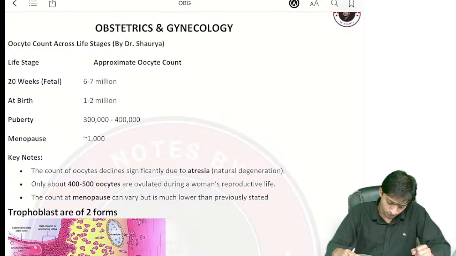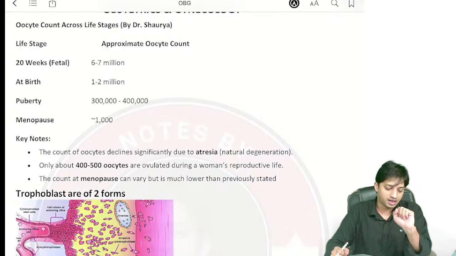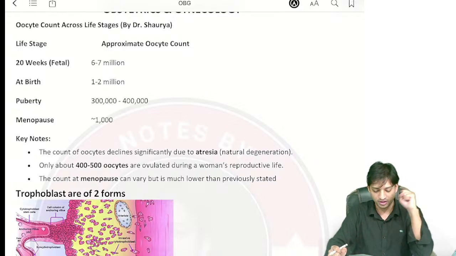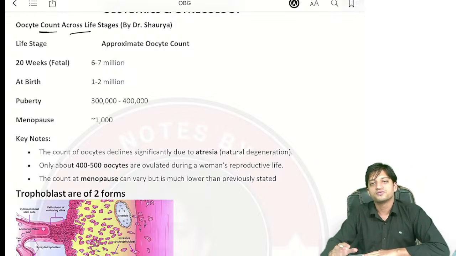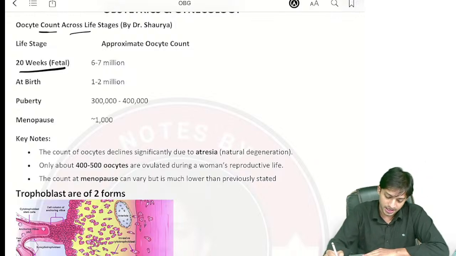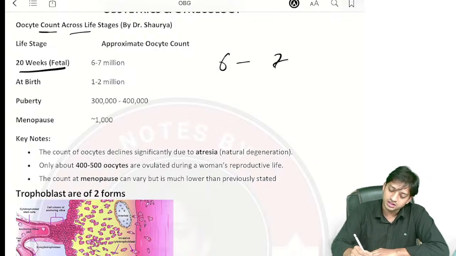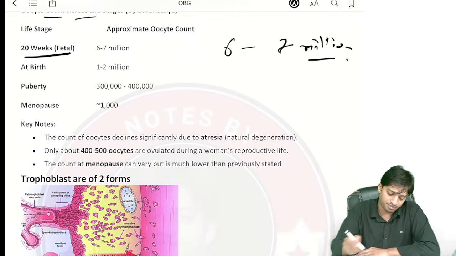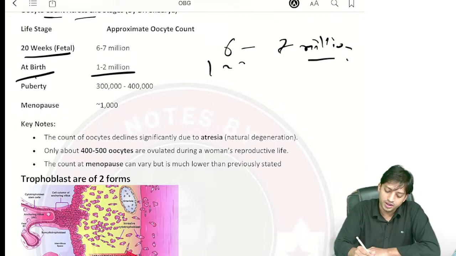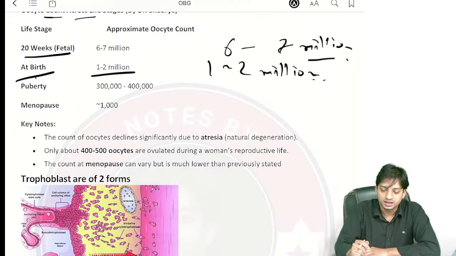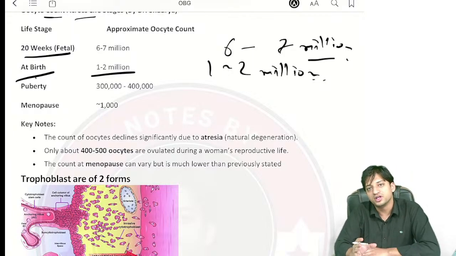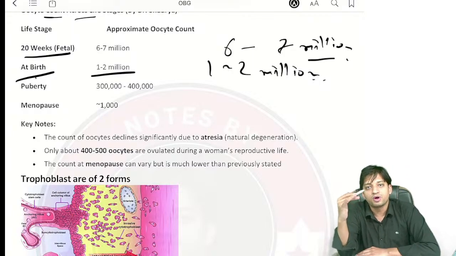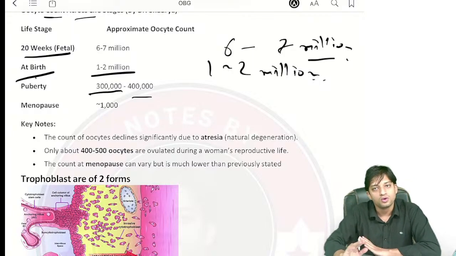So we are starting with the obstetric part. सबसे पहले, the first thing we are going to notice is oocyte count across different life stages. They have asked you, right? Most of the oocytes are formed in the ovary during intrauterine life, by 20 weeks, when it is actually a fetus. The count is 6 to 7 million in the intrauterine stage. At birth, the approximate oocyte count is 1 to 2 million. When the female reaches puberty, the oocytes keep on degenerating and ultimately reach 3 lakhs to 4 lakhs.